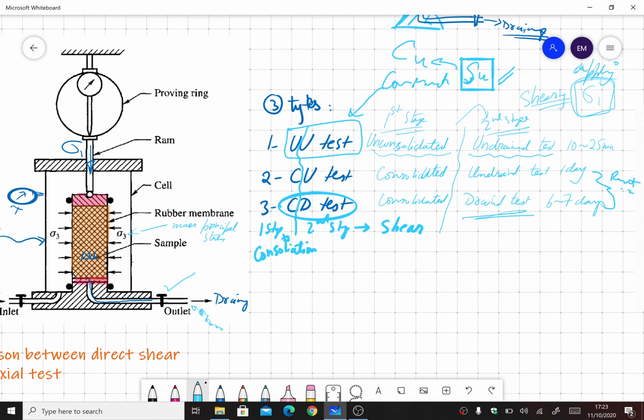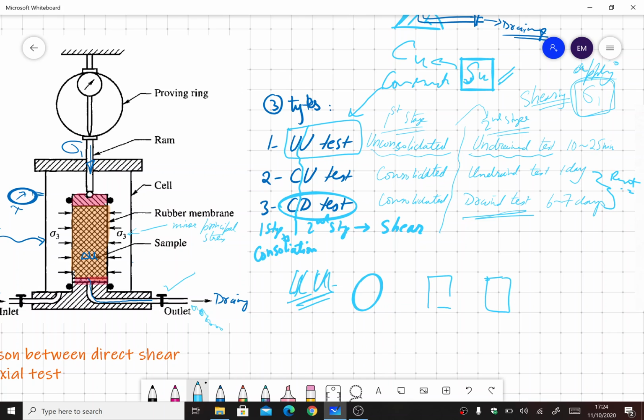In our class we only perform the UU test because we don't have much time, so the UU test is the one test that we do in our laboratory. Now let's talk about the UU test in a little more detail. What we actually do is take 3 samples to perform the UU test: sample number 1, sample number 2, and sample number 3.